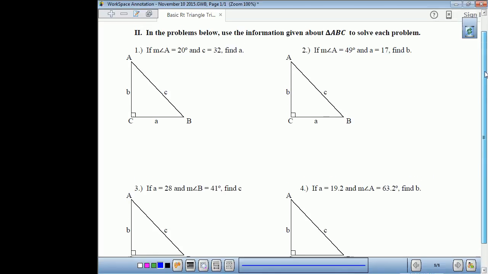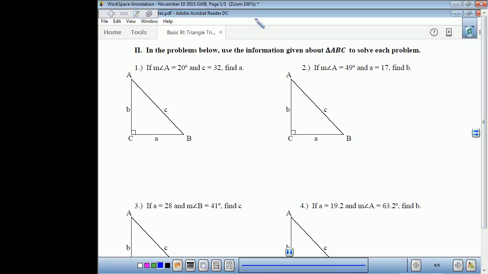Okay, let's look at the first problem here, and we're going to think about what we worked on yesterday. We were looking at trig ratios, and we used our mnemonic device, SOHCAHTOA. So SOHCAHTOA tells us that, let's look at SO. This tells us that sine of an angle is equal to the opposite over the hypotenuse.